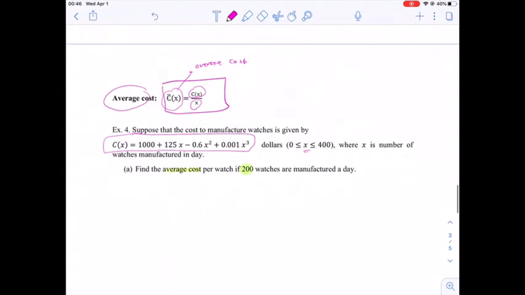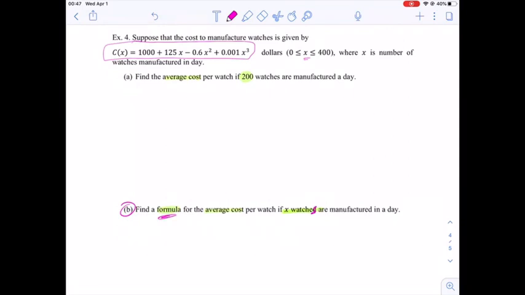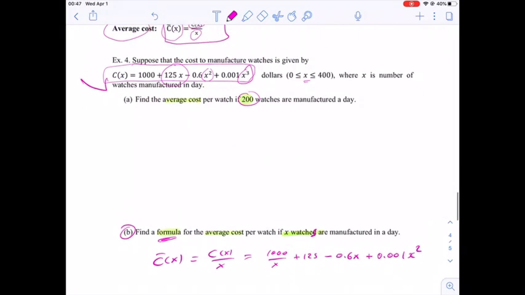So we want to find average costs. And then in part B, we want to find a formula for the average cost if x watches are manufactured in a day. Let's start from B, and then we do part A by just plugging in this value. The average cost, C bar of x, is C of x over x. So we just divide C of x by x. This gives 1000 over x plus 125, minus 0.6x, because we divided x squared by x. That means we cancel one x. We get just 1x, plus 0.001x squared, because we divided x cubed by x. That means we are left with x squared. So this is the average cost function.